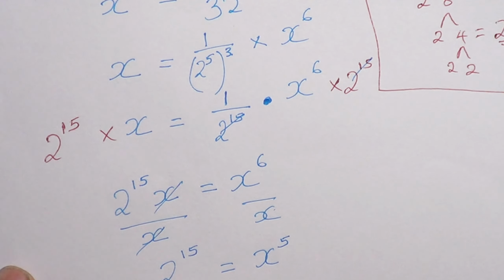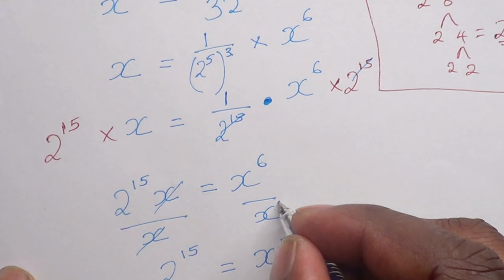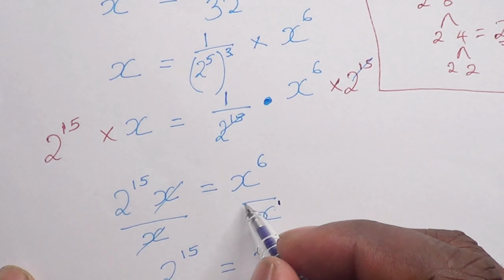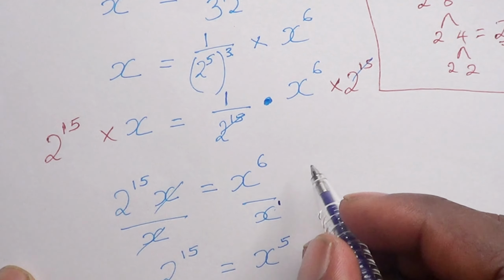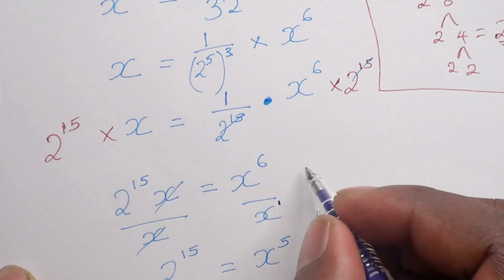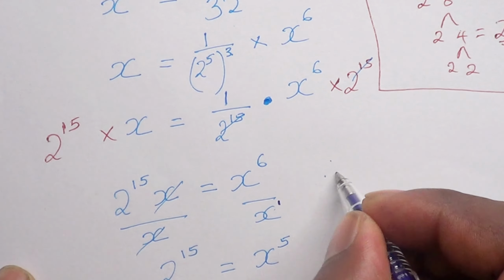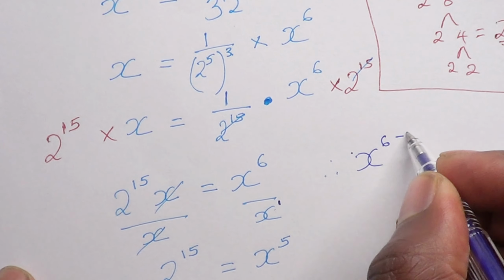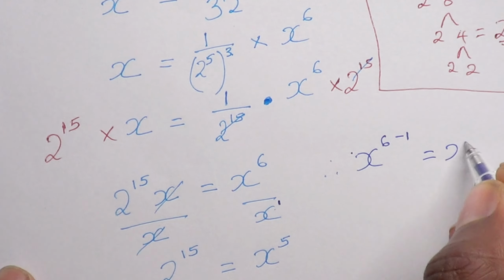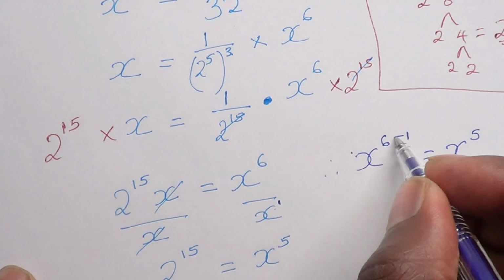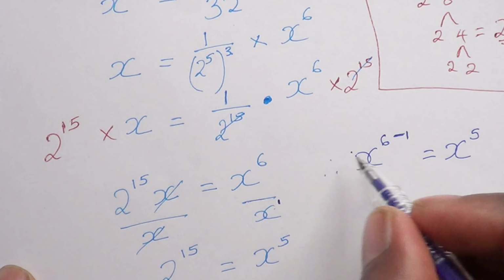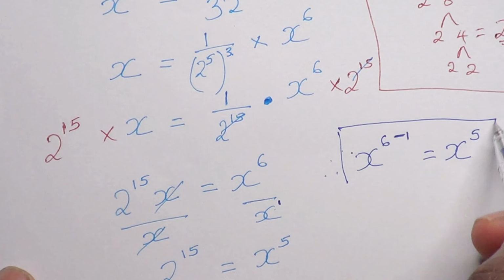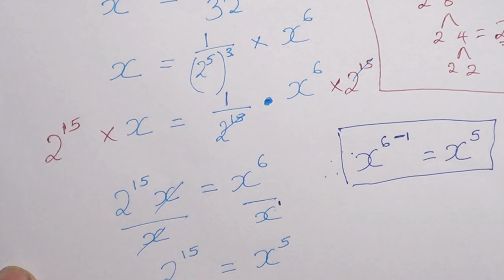Now there's something I need to introduce so that you know it. Remember, this is like x to the power 1 and this is x. When you have a division here, it means the indices we are going to subtract them. So it will be x to the power 6 minus 1, which equals x to the power 5. This minus here is because of the division.